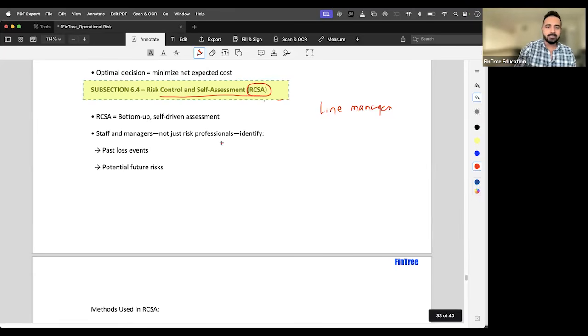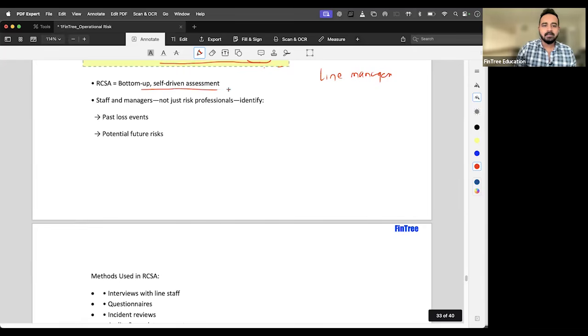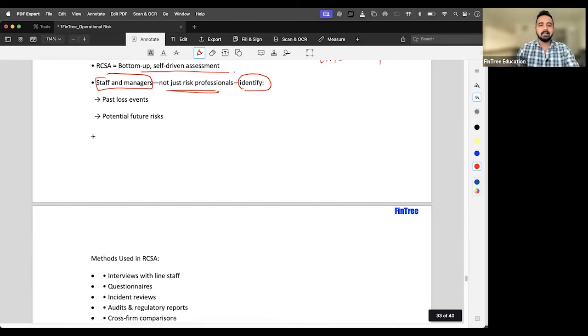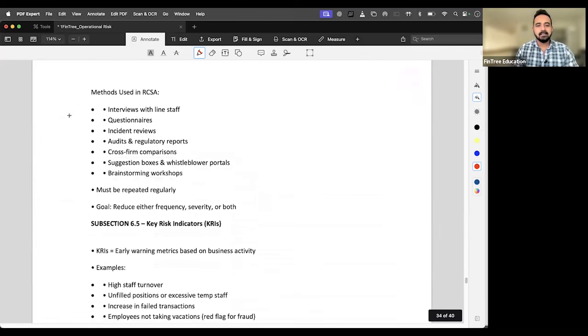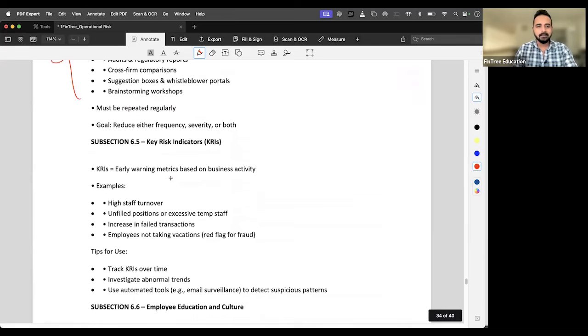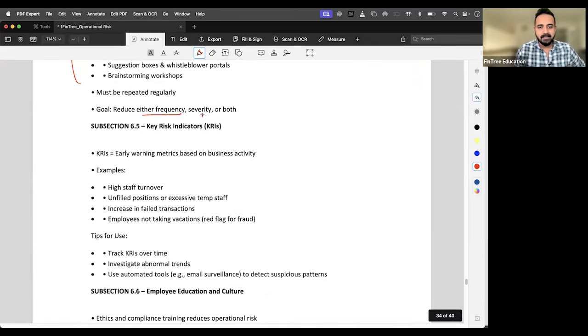Okay. Now it's a bottom-up self-driven assessment for staff and managers. They are supposed to identify, see, this is not for risk professionals. This is for line managers, people who are doing actual business, right? Figure out what has been the last losses, future risk. How would you do it? You interview with them, questionnaire, incident reviews, and so on. Okay. Goal, reduce frequency, severity, or both.